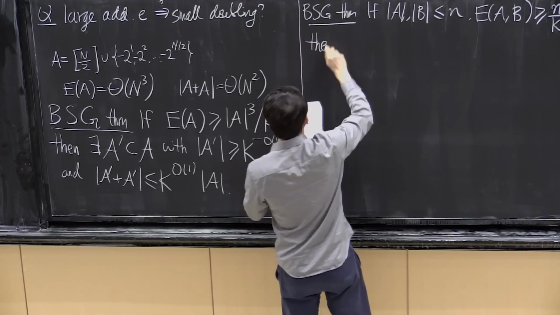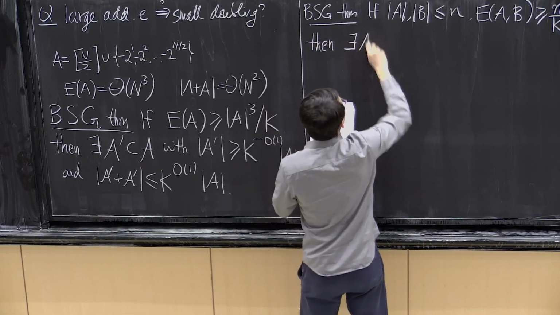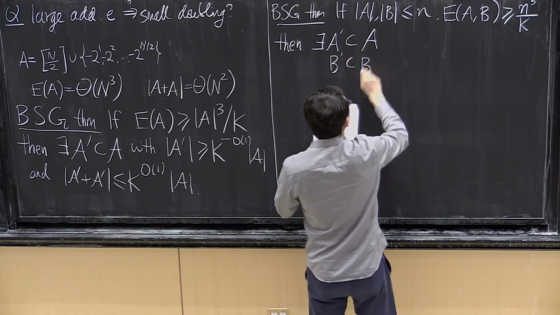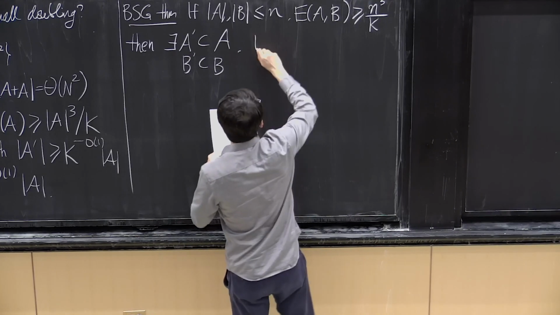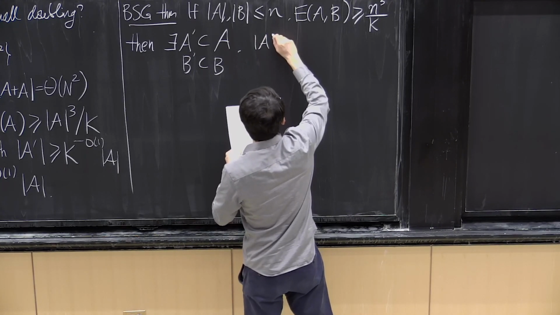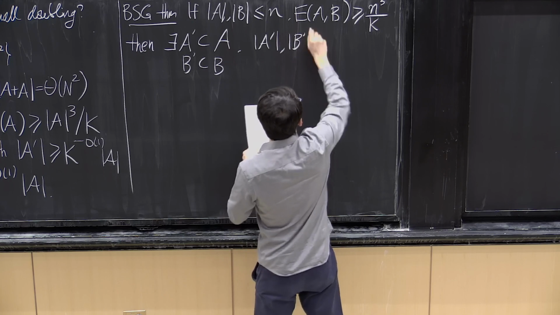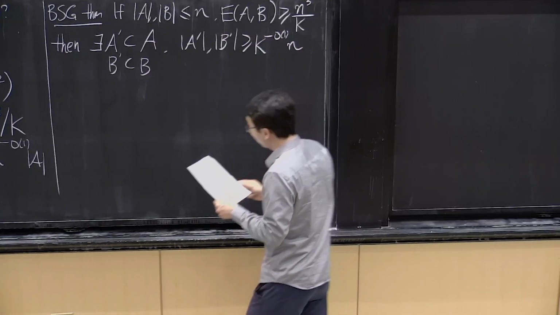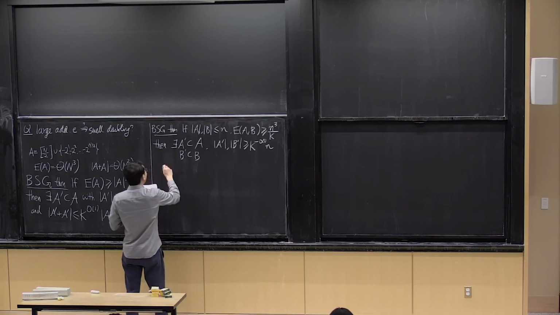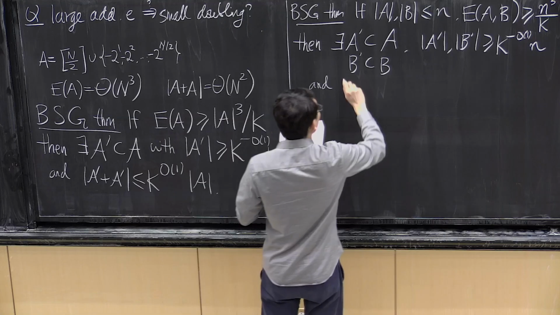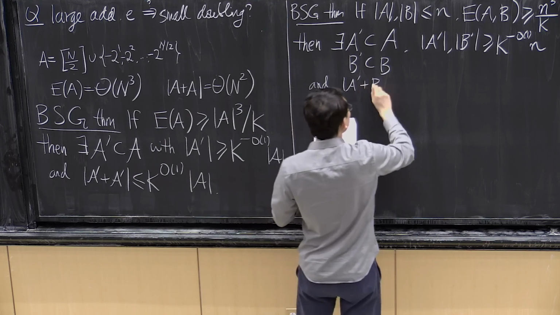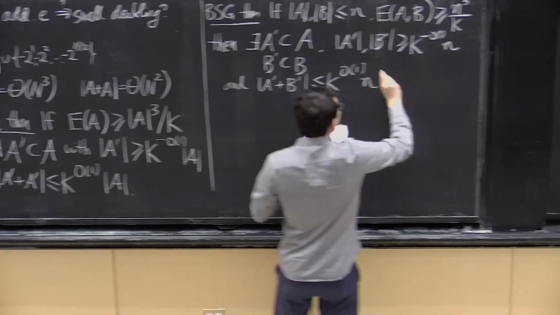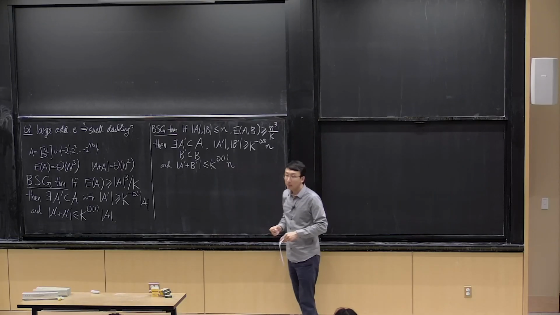Then there exist subsets A prime of A and B prime of B, such that both A prime and B prime are large fractions of their parent set, and such that A prime plus B prime is not too much bigger than n.